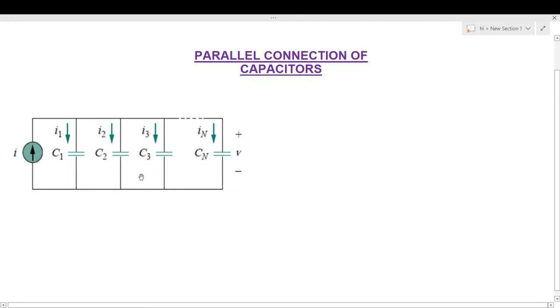For the definition of parallel connection, please watch my resistors in parallel connection video. I will provide the link in the description. If not watched earlier, please watch it.